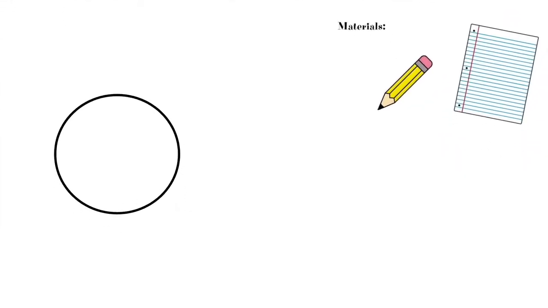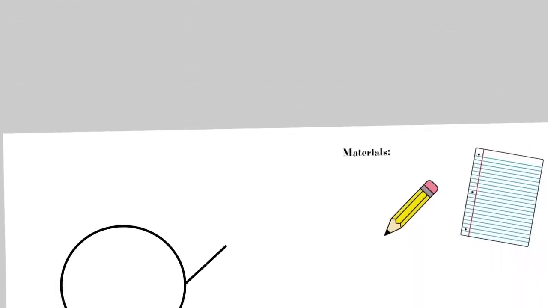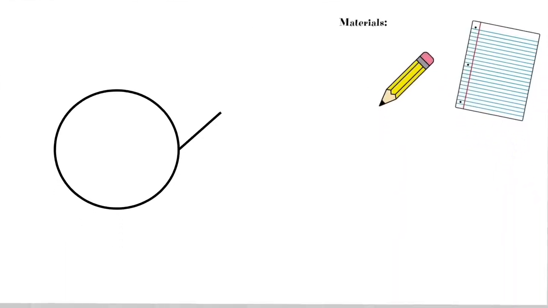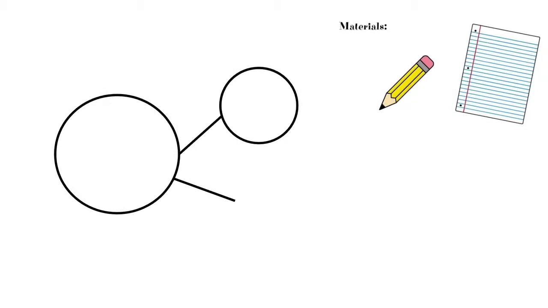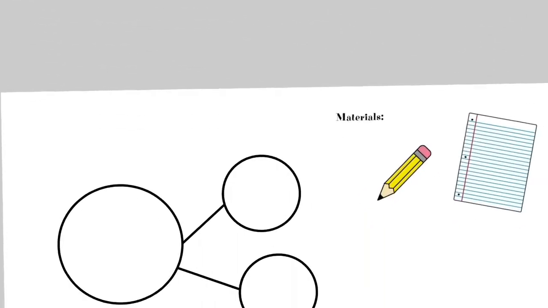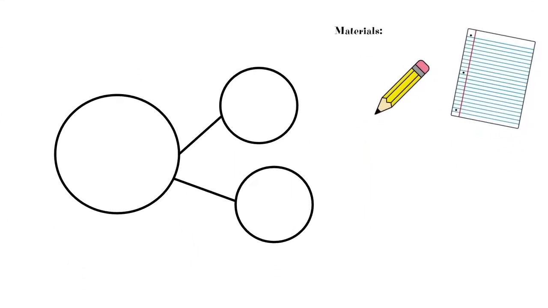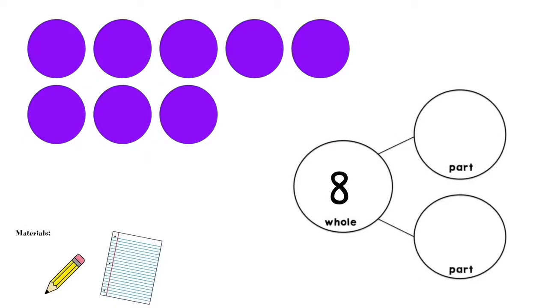Okay, now we need to draw our number bond. Your line out, another line out, and then our circles for our parts. We're going to use this number bond for this practice problem that we just drew our quick picture of with our 8 circles. Okay, so there's our 8 circles. Our whole amount is 8. Yes, very good.